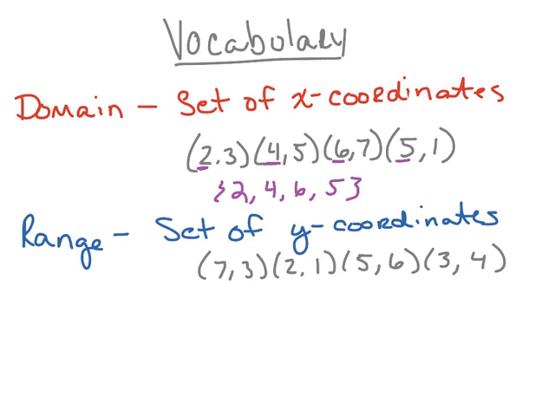Now if you look at range, range is just the opposite. It's the y coordinates in the set of ordered pairs. So if you look at the points or the ordered pairs that I've provided, this time it's 3. That's a y value. We also got 1. We got 6. And we also have 4. So the range for this relation or the set of ordered pairs would be 3, 1, 6, and 4. Again, it's simply the y coordinates in each of our ordered pairs.